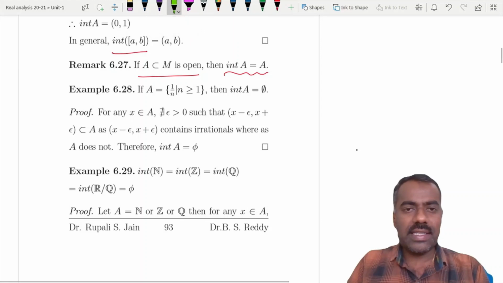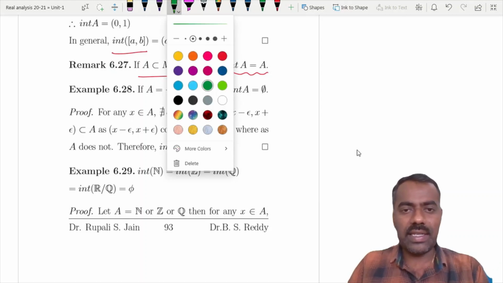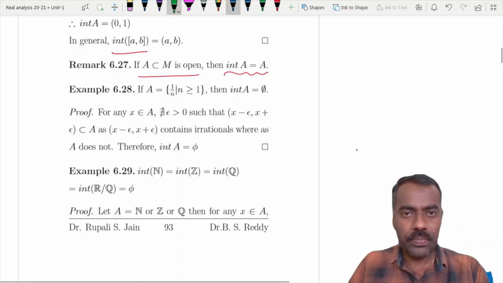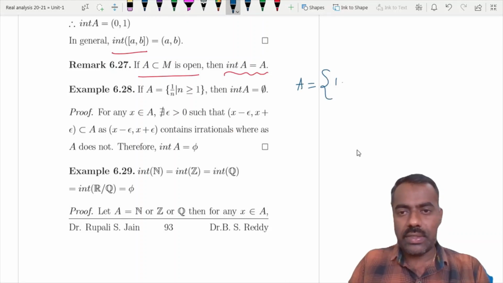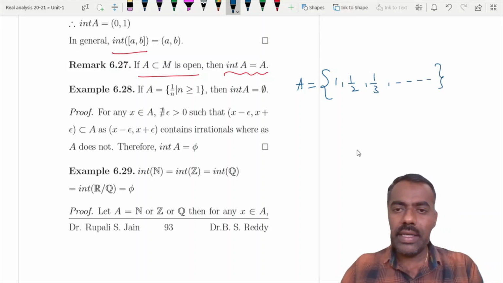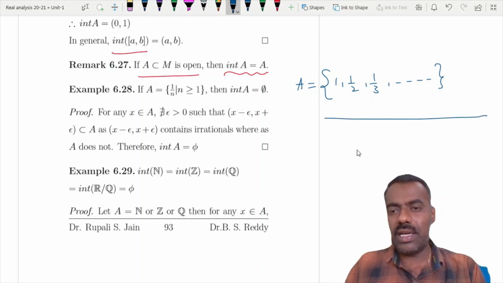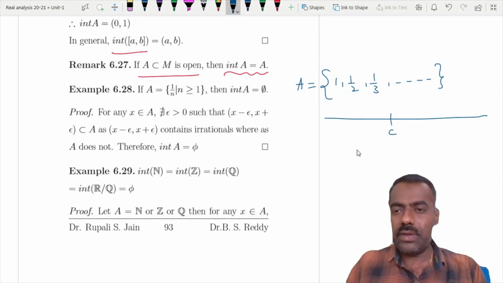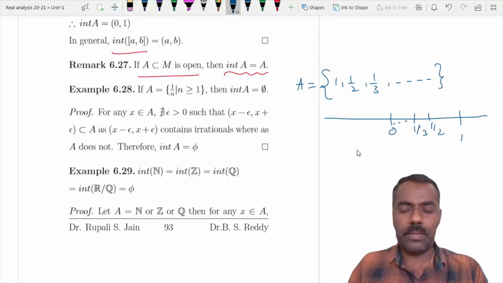If you can understand this, then you can do many examples, and you can understand what the interior of a set looks like. Take A as 1 upon n, so 1, 1 by 2, 1 by 3, and so on. So what is the interior of this set? If you plot it on the real line, you have 0 here and 1 here, then 1 by 2, then 1 by 3, and so on. The question is whether any point of this set is an interior point or not.